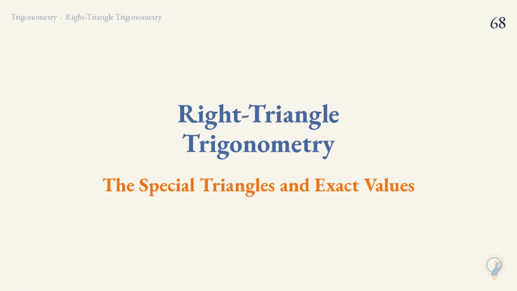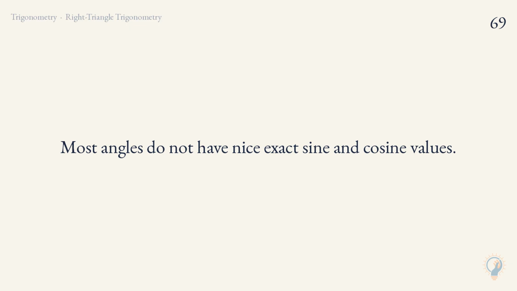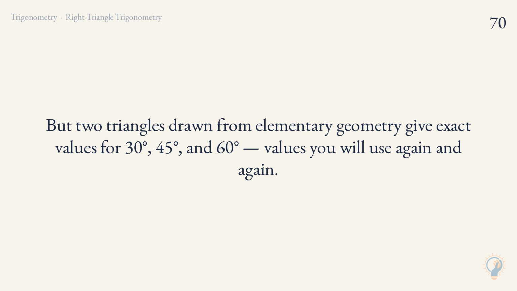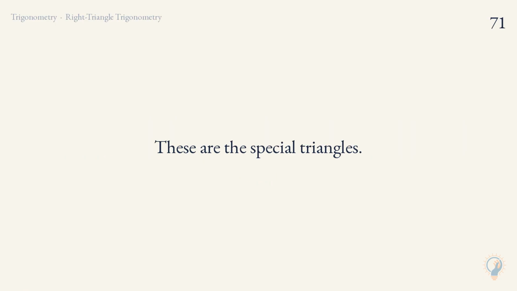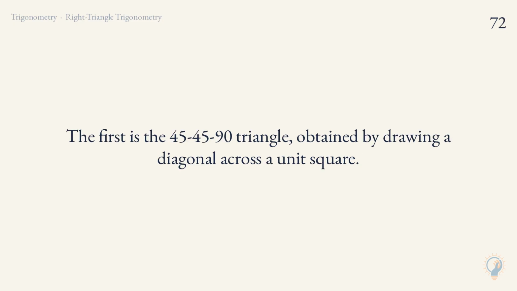The special triangles and exact values. Most angles do not have nice exact sine and cosine values, but two triangles drawn from elementary geometry give exact values for 30, 45, and 60 degrees, values you will use again and again. These are the special triangles. The first is the 45-45-90 triangle, obtained by drawing a diagonal across a unit square.